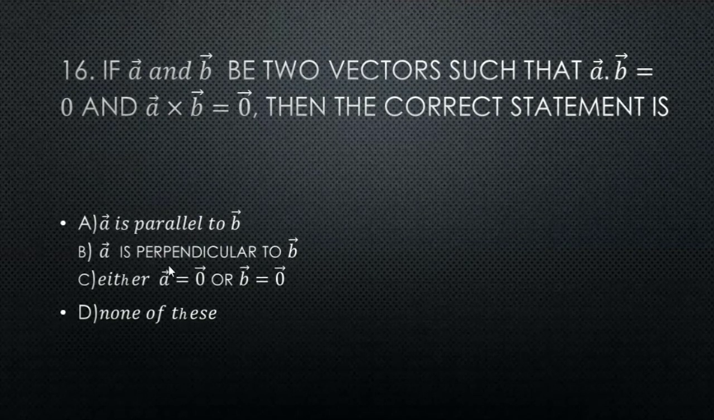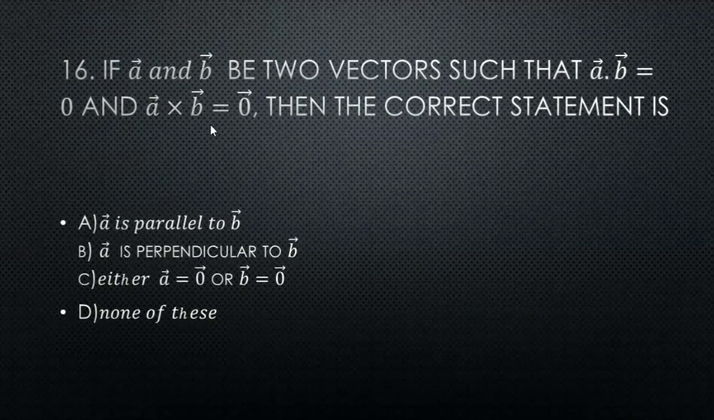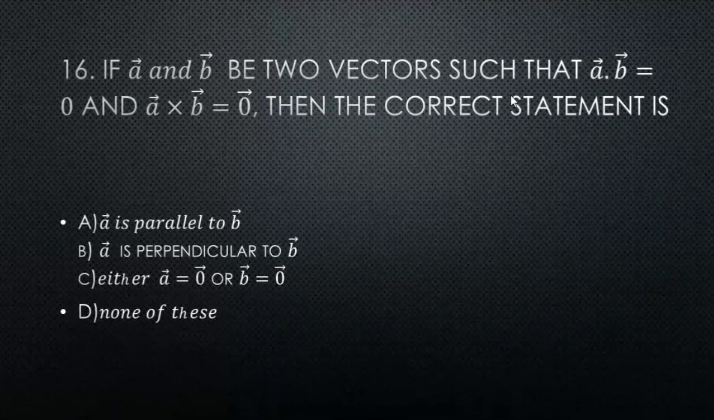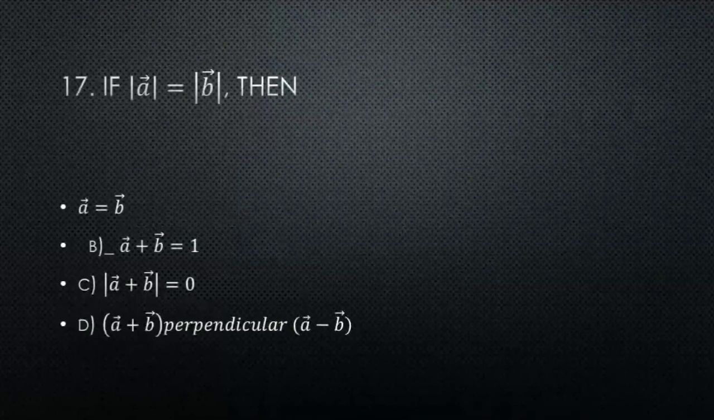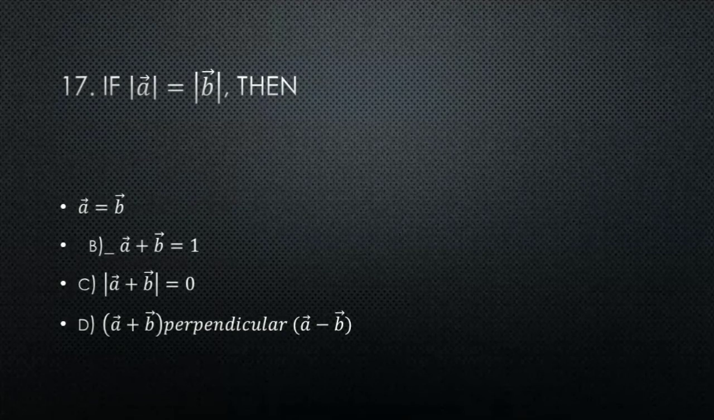A vector is perpendicular to B vector. If they are perpendicular, the angle between them will be 90, so we cannot write A vector cross B vector is equal to 0 vector. Right? Either A vector should be equal to 0 or B vector should be equal to 0. Then the dot product will be equal to 0 as well as the cross product also equal to 0. So option C. Okay. See this. If magnitude of A vector is equal to magnitude of B vector, then what is the answer?